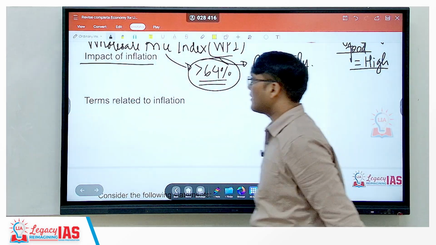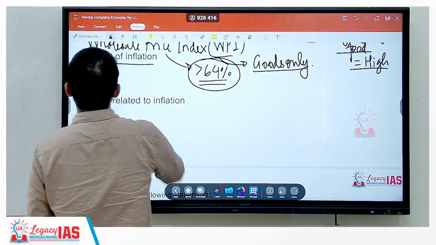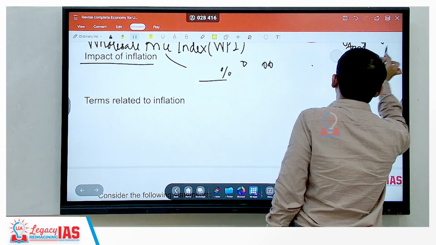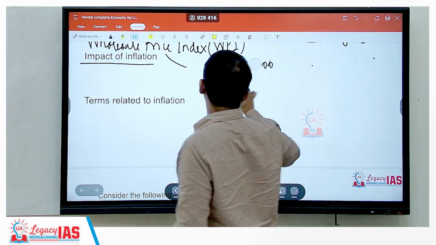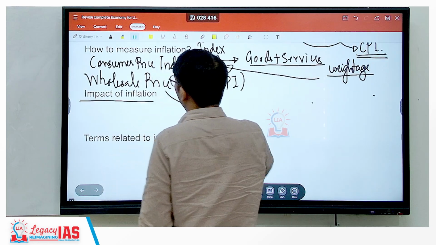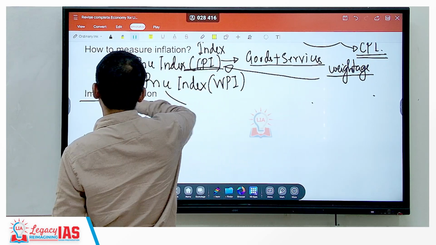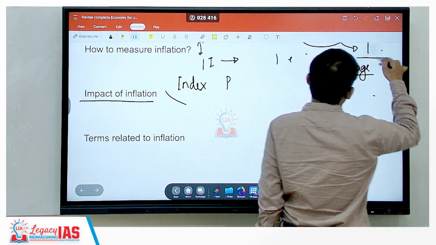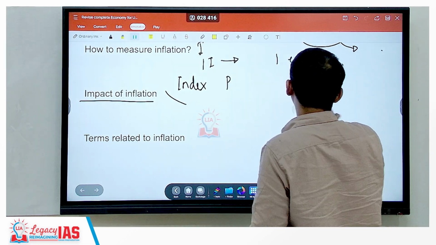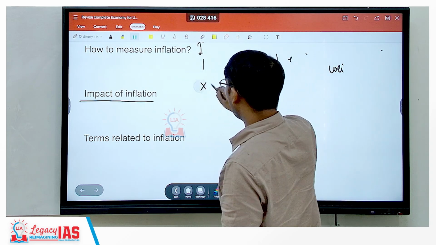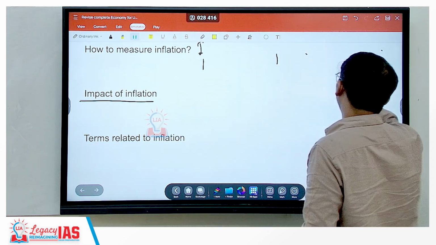Let us see how. So when you talk about the impact of inflation, let's talk about the two most important or basic things over here, the creditor and the debtor. Who is a creditor? A creditor is one who gives credit, for example the bank. Who is the debtor? The debtor is the person who takes the loan. For example, you or me, when we take a loan from the bank. Okay, so these are the concepts of creditor and debtor.